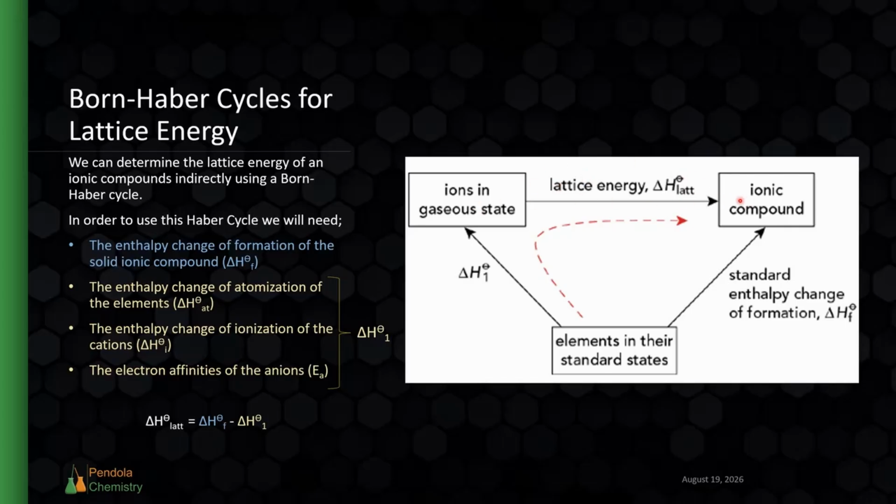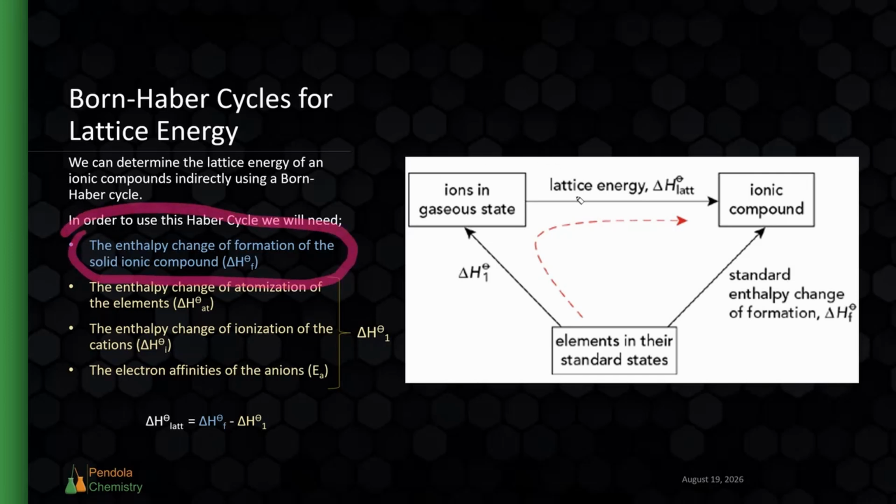We can determine this Hess cycle or this lattice energy by making a Hess cycle with elements in their standard state at the bottom. Now, we're going to need a few pieces of information in order to properly do this. The first is the enthalpy change of formation of the solid ionic compound.